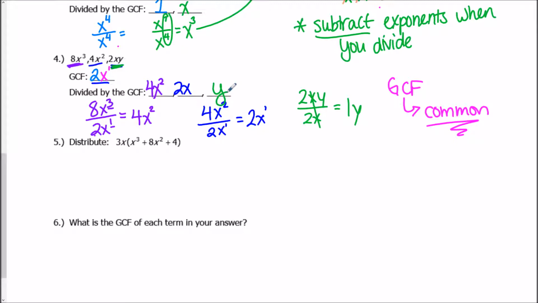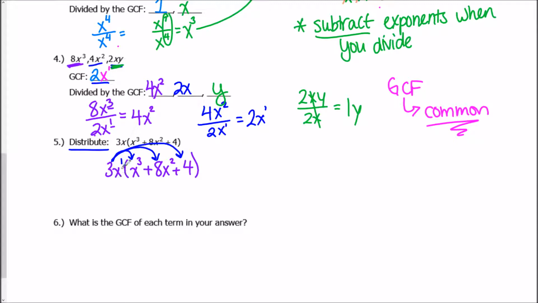Okay. So now, what does this have to do with anything? You're going to see right now why we're doing all of this stuff. So the next question, number 5, says to distribute. So it says 3x times x to the power of 3 plus 8x squared plus 4. Okay, and if you notice right here, what I'm going to do is distribute this 3 through, because that's what the directions say to do. They say to distribute. And this is 3x to the power of 1.